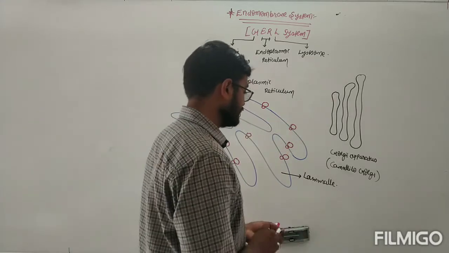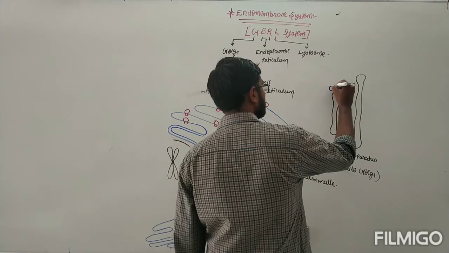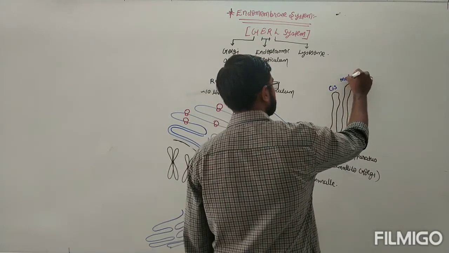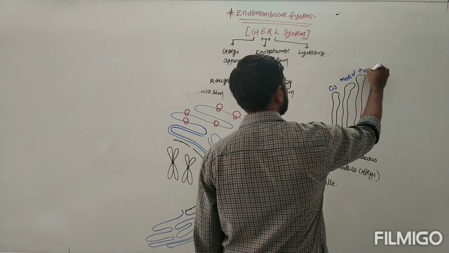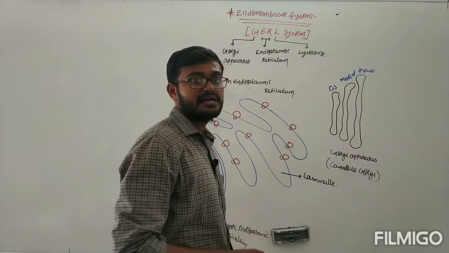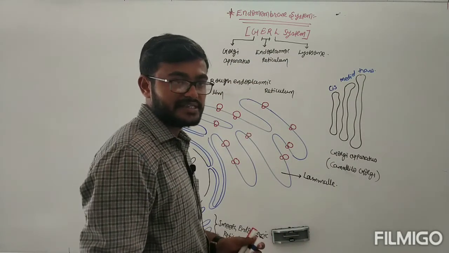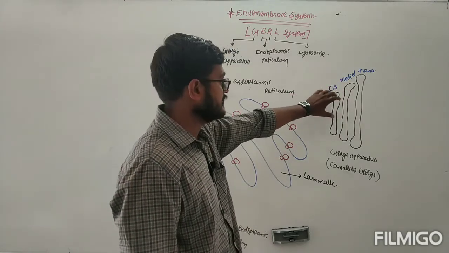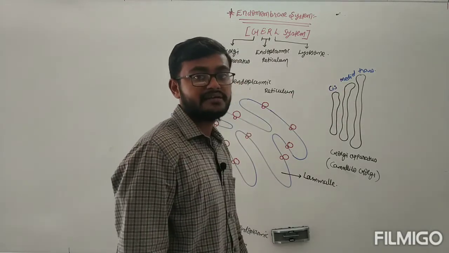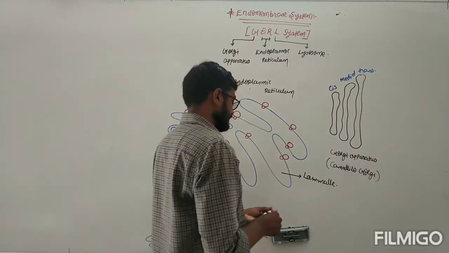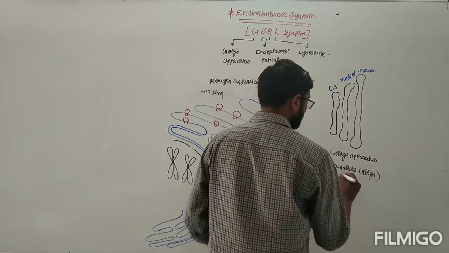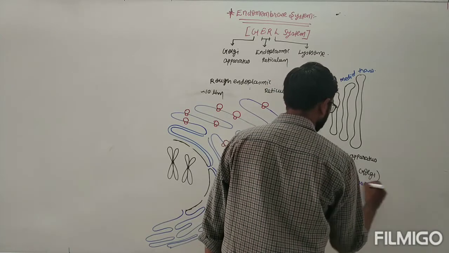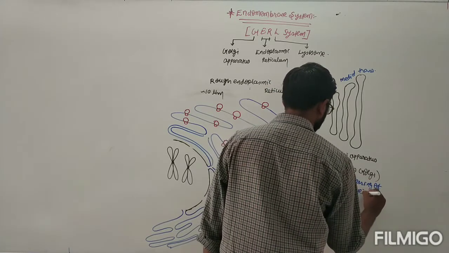The Golgi apparatus has three regions. The initial one, which is near the ER, is termed cis. The center one is termed medial, and the last one is termed the trans face. So there are three different faces: the cis face, the trans face, and the center one, the medial face. The Golgi apparatus is meant for the processing of proteins.